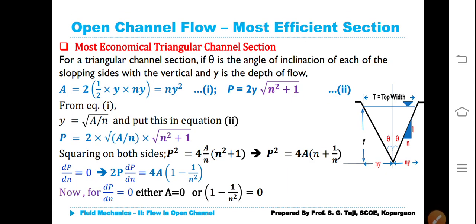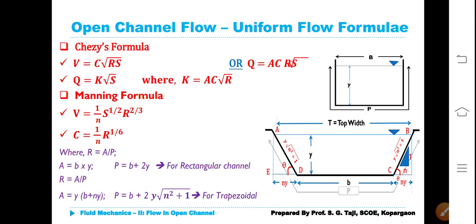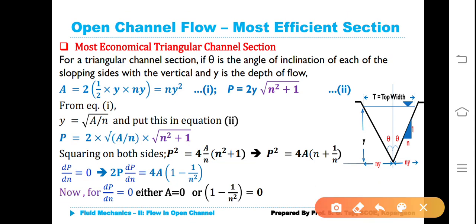Now today we will step into finding out the condition for the most efficient section of a triangular channel section. As shown in figure here, a triangular section of a channel with theta is the angle of inclination of each of the sloping sides, and y is the depth of flow.